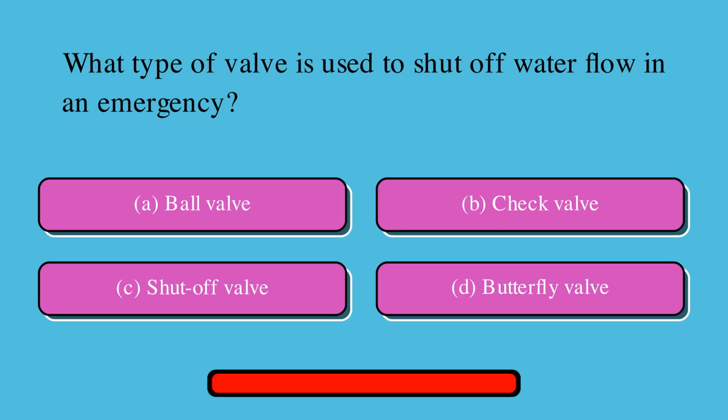Which type of valve is used to shut off water flow in an emergency? Is it A. ball valve, or B. check valve, or C. shutoff valve, or D. butterfly valve?